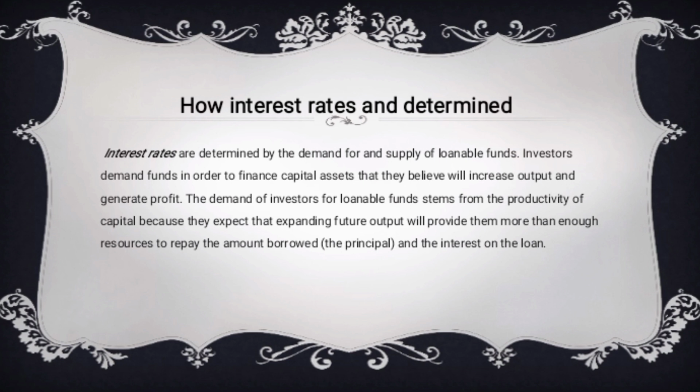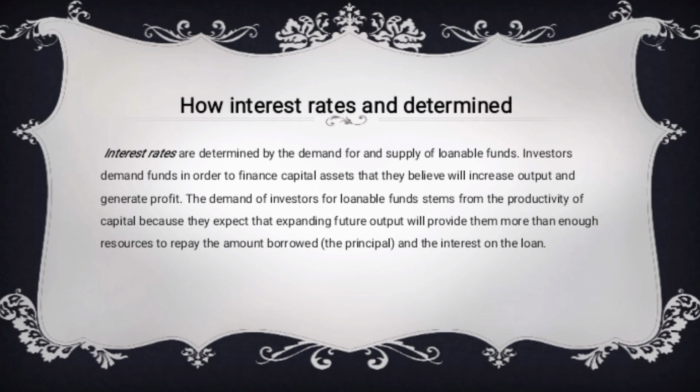How interest rates are determined. The interest rate is determined by the interaction of the demand and supply of loanable funds. Increases in supply will decrease the interest rate and increase the total amount of borrowing and lending. Decrease in supply will increase the interest rate and decrease the total amount of borrowing and lending.